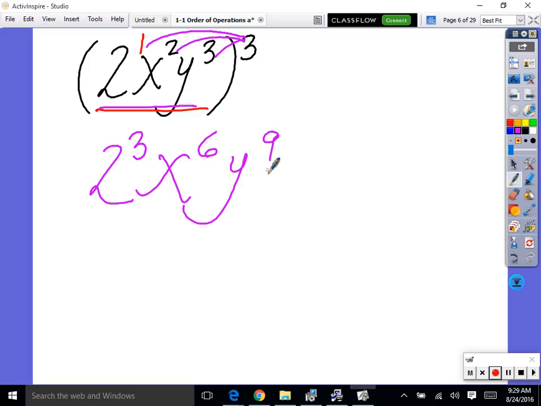2 to the third means 2 times 2 times 2. So what is the first 2 times 2? What's 2 times 2, guys? 4. 4 times 2 is 8. If you had a calculator, you could type it in to make sure, but 8, x to the 6, y to the 9. So do we need to fix anything?